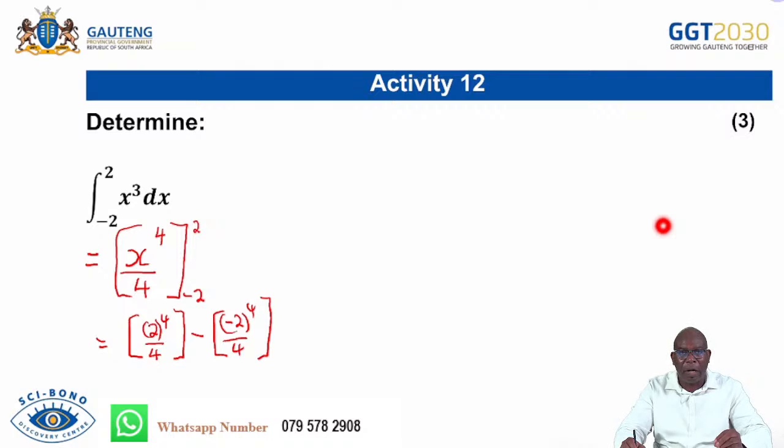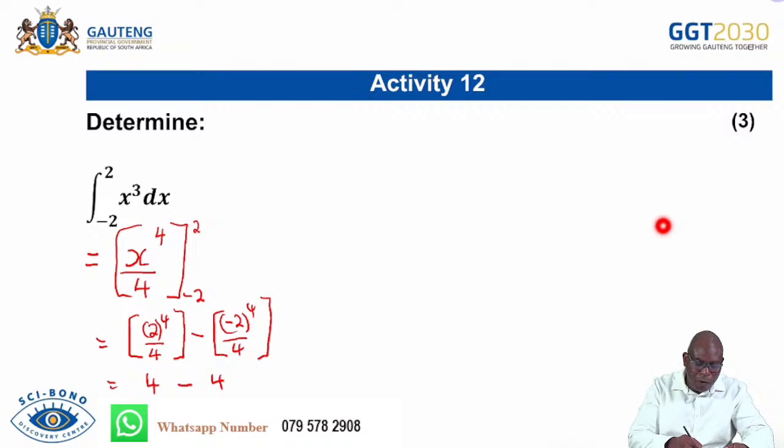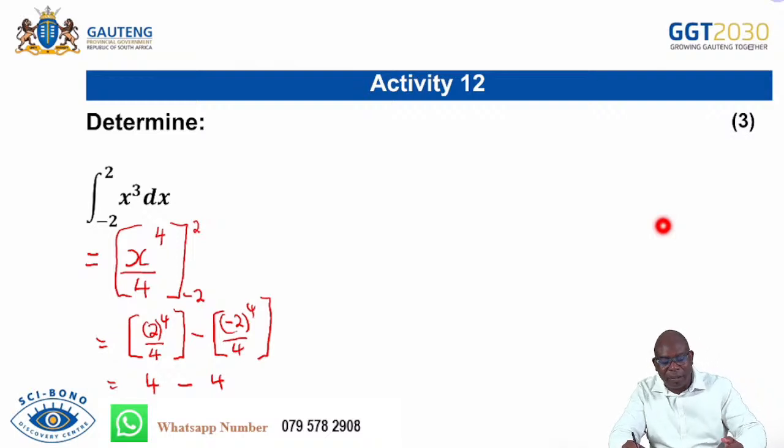Now I need to just work that one out. 2 to the power of 4, it's 16. 16 divided by 4, it's 4. Minus negative 2 to the power of 4, it's positive 16. 16 divided by 4, it's 4. So my 4 minus 4 is 0. So meaning that for that cubic function, if I've got minus 2 and plus 2, the summation there will be 0. Okay, so that will be 4 minus 4, which is 0. Nice one.